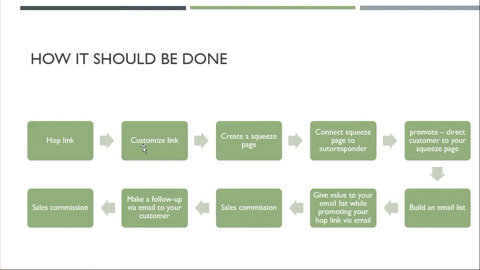Now, the right way is the same thing at first. Once you get a hub link, you have to customize it always. Now, after customizing it, using an app like Bitly or Clickbank, in my case, you would create a squeeze page or a funnel. A funnel is where the customer provides their most precious information, which is their email address.